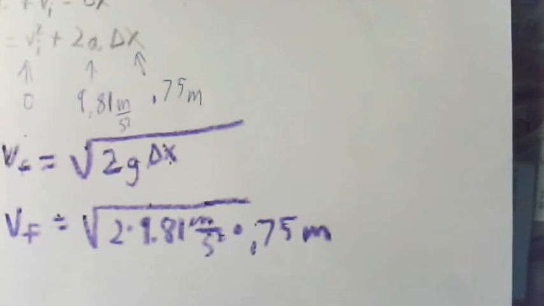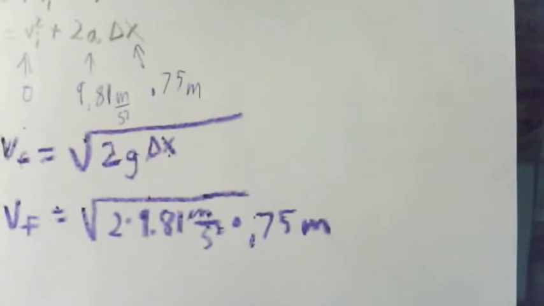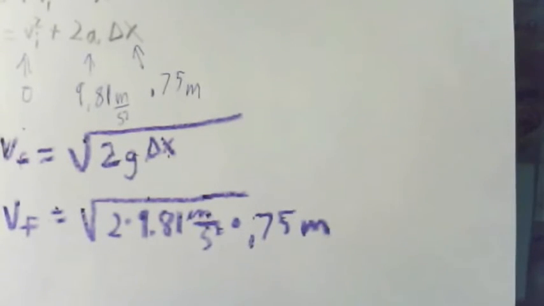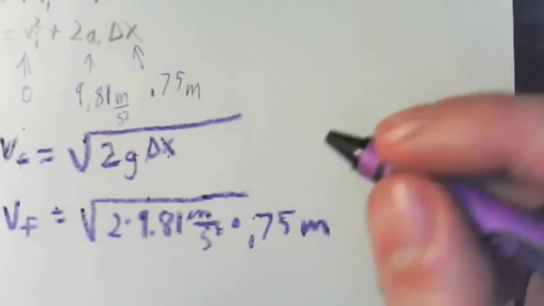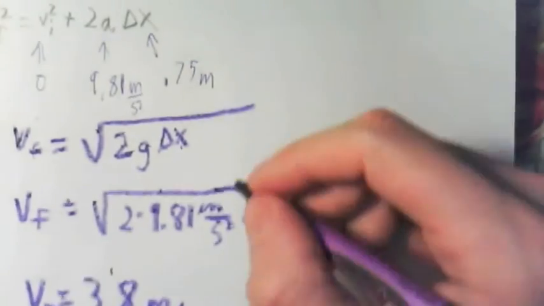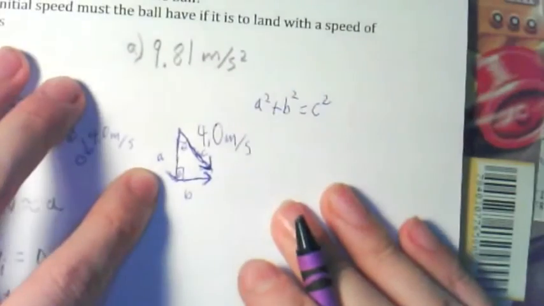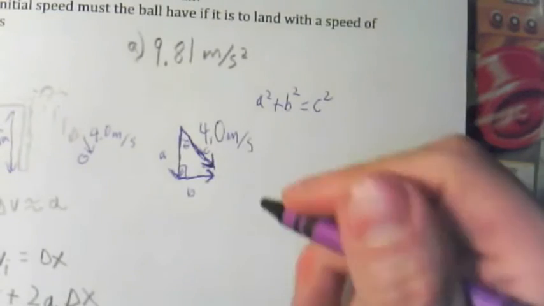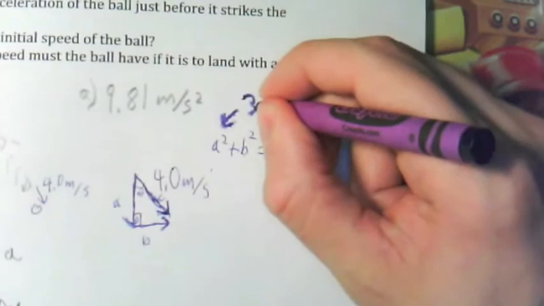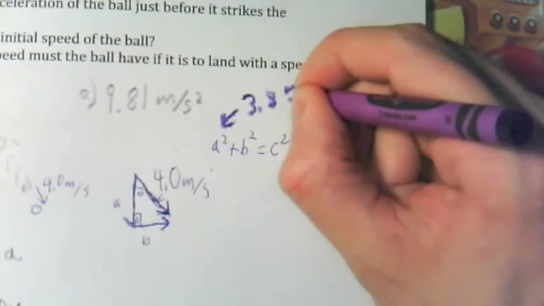Great. Okay. So we can go ahead and solve. So 2 times 9.81 is 19.62 times 0.75 is 3.83. Okay, great. So we can take that V final, and this is going to be the same as A. So A is equal to 3.8. So this right here, this A, is 3.8 meters per second.